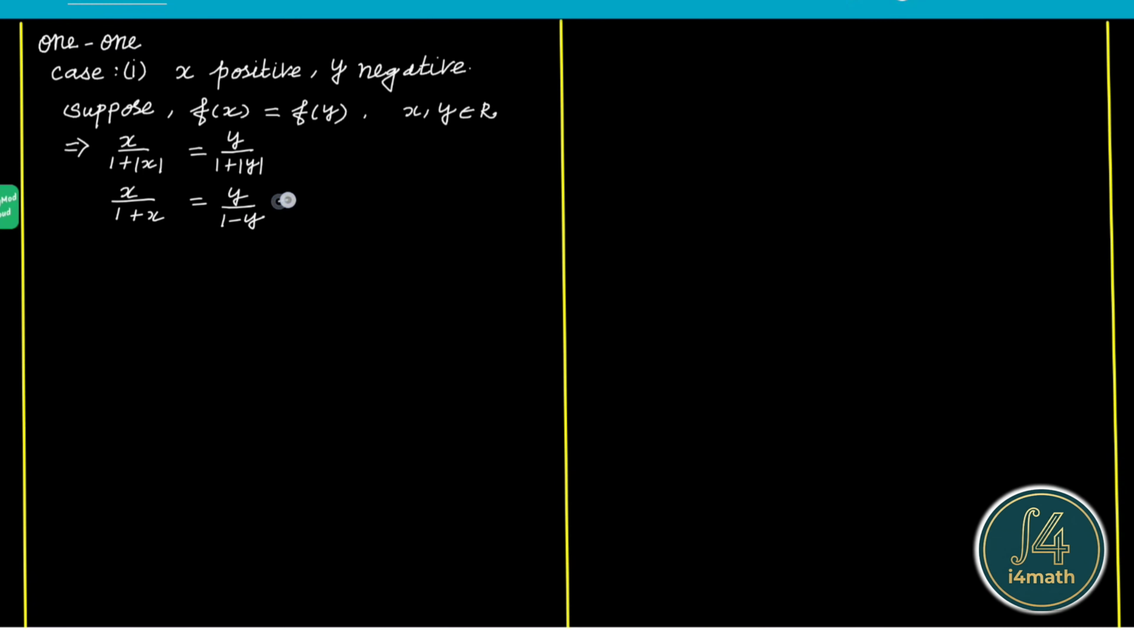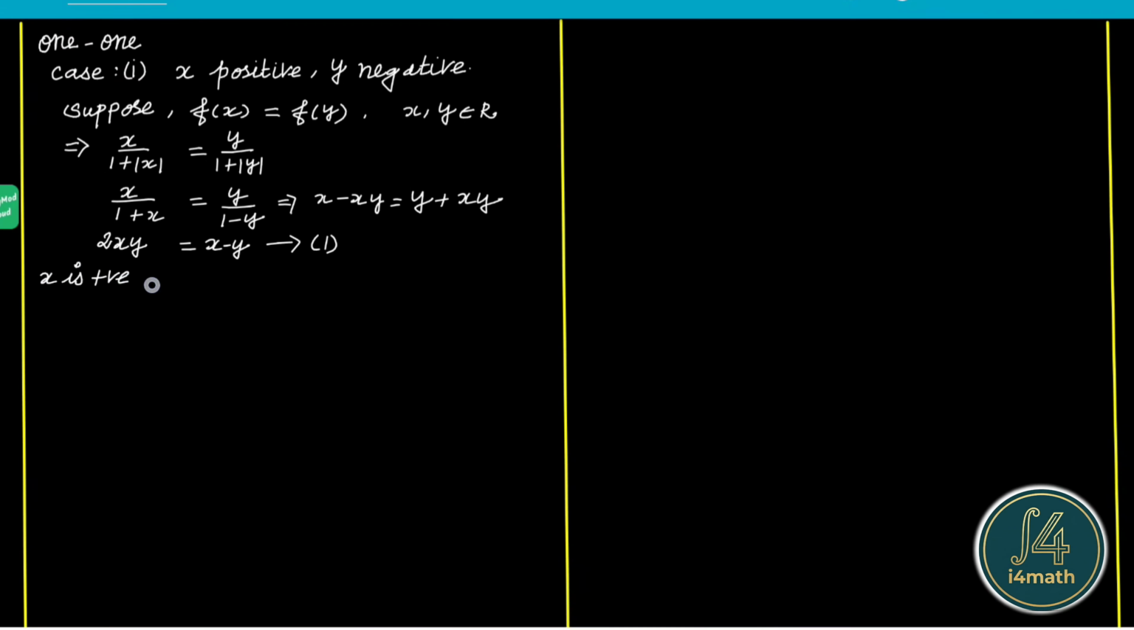Now do the cross multiplication. X into 1 minus y, that is x minus xy, which is equal to y into 1 plus x, that is y plus xy. Now take this minus xy to the right hand side, xy plus xy, that is 2xy. Bring the y to the left hand side, x minus y. Now consider this as equation number 1.